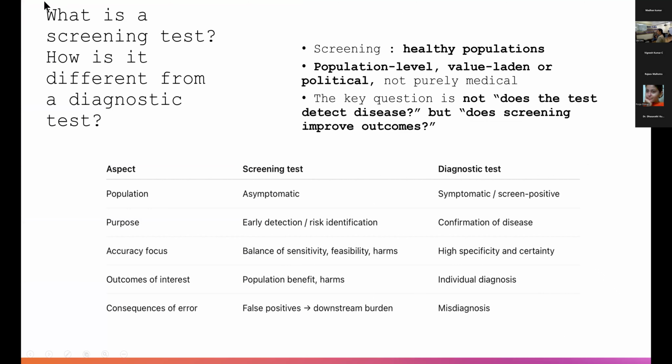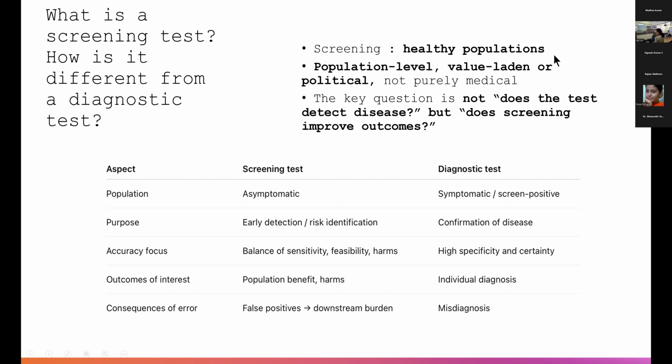Now I'd like to start off by asking, what is a screening test and how is it different from a diagnostic test? Screening is for a healthy population, right? And you're looking at it from a population perspective, and it's often value driven, sometimes even political. So it's not purely medical. The key question is not just does the test detect disease, but does screening improve outcome? That's the key difference between a screening test and a diagnostic test.